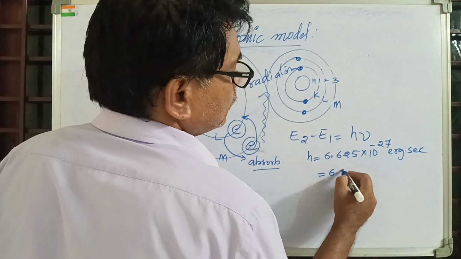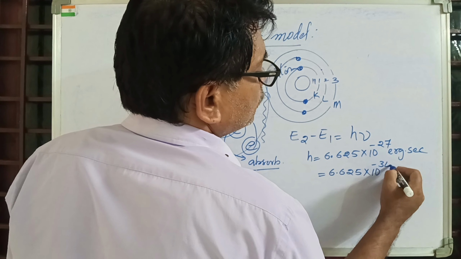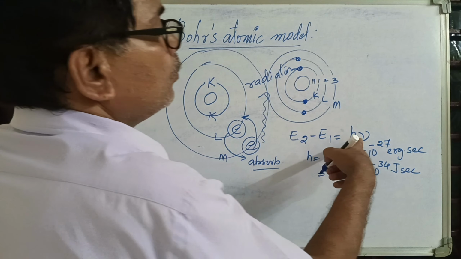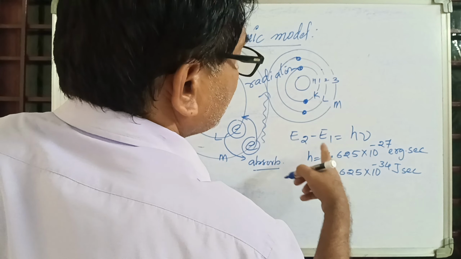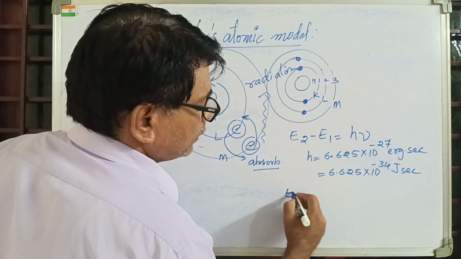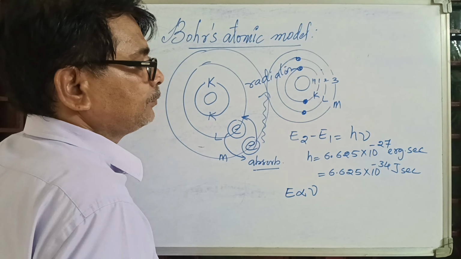Or 6.625 into 10 to the power of minus 34 joule second. This is Planck's constant. Nu is frequency. So what actually does it mean? Why did you come across this point? Because it is very clear that energy is directly proportional to frequency. How can you know that energy is directly proportional to frequency?